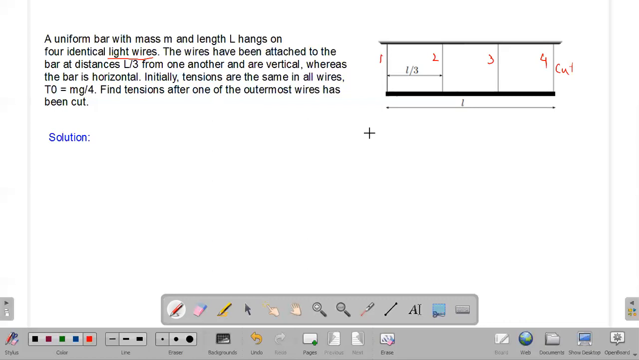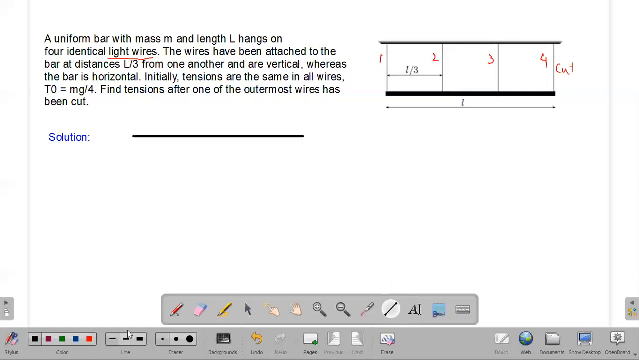The moment you cut wire number 4, the equilibrium of this bar will be disturbed. When the equilibrium is disturbed, there will be a slight displacement of this bar and a slight rotation of this bar. What I mean is that after cutting wire number 4, the situation will be something like this.